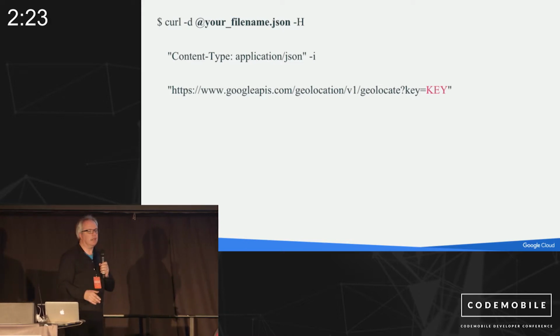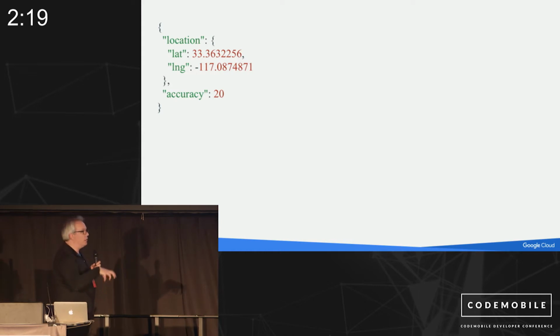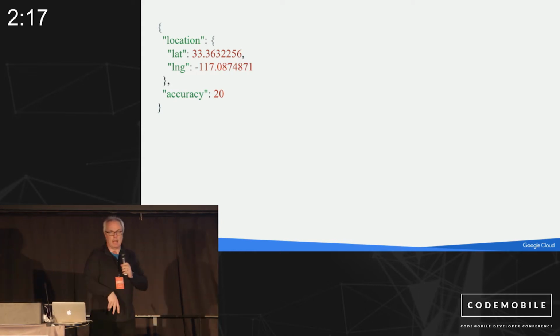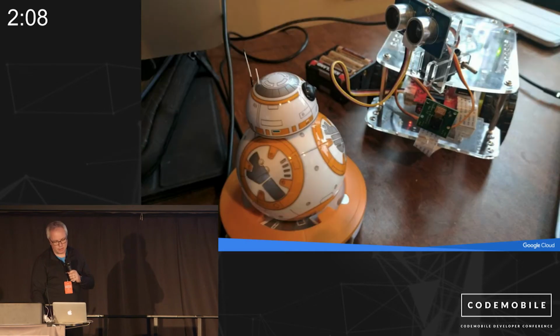googleapis.com/geolocation, as you can see here. What it will do is give you back this, which is a location with a latitude and longitude of where it thinks you are right now, by doing that trilateration, and an accuracy reading. In this case, when I did this, I was within 20 meters of that latitude and longitude. Of course, you're not just limited to using our API to do it.